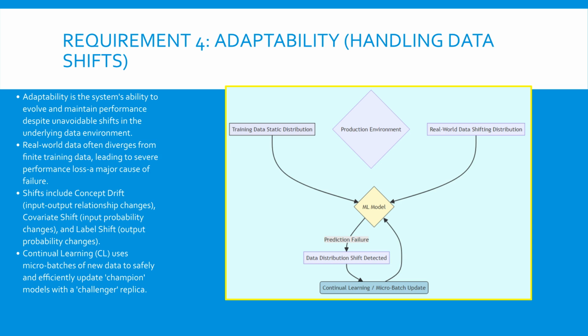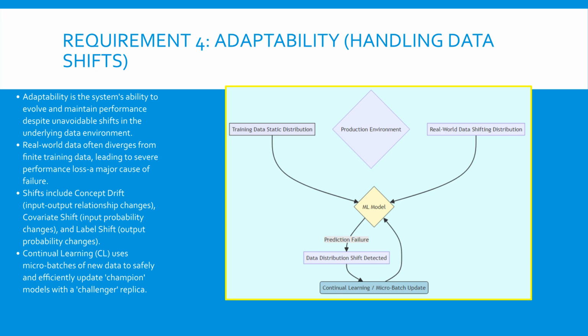This diagram visually represents the core system challenge of adaptability and the architectural solution provided by continual learning. An ML model is initially trained and verified on a defined training data, which inevitably represents a static, fixed data distribution. However, when successfully deployed into the dynamic and live production environment, it immediately encounters real-world data, which is constantly characterized by fundamentally shifting distributions. When this divergence in data characteristics becomes statistically significant, the system experiences a measurable prediction failure, automatically triggering the need for immediate intervention and correction.